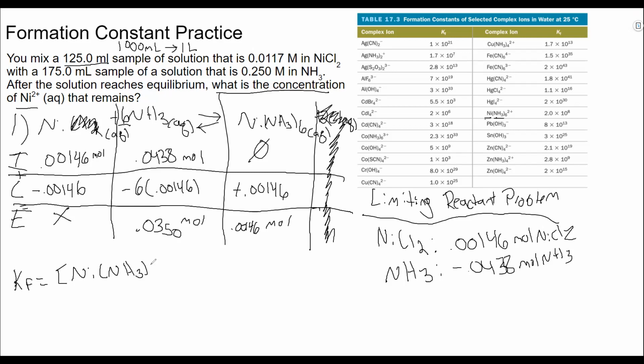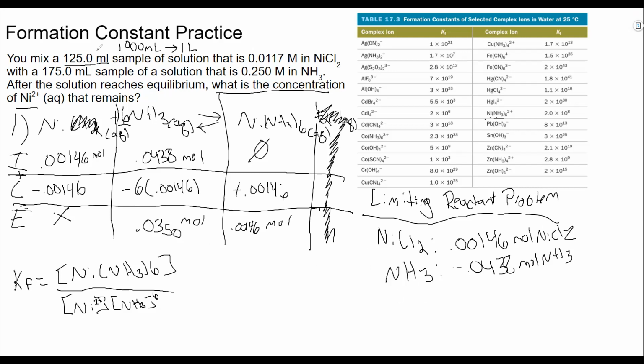So Ni(NH3)6, there's our products, divided by nickel. And that's going to be Ni 2+ times NH3 to the 6th power. Remember, any stoichiometry coefficient becomes a power. And remember at the beginning of the video, I said these brackets are concentration, which is moles divided by liters. So we have moles. Now we have to add how many liters our solution is.